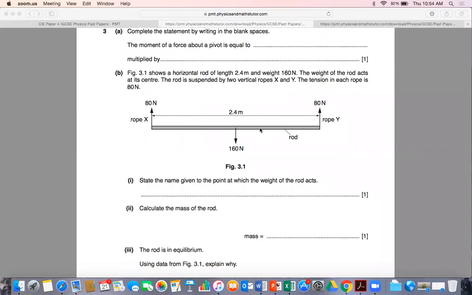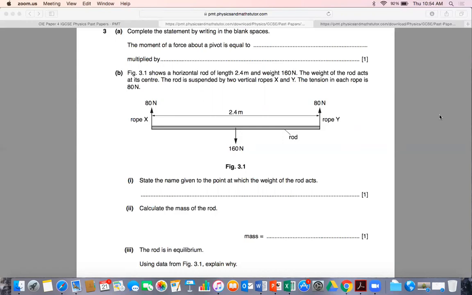The weight of the rod acts at the center. So what is this point called? Center of mass. Center of gravity. Center of mass. Okay.